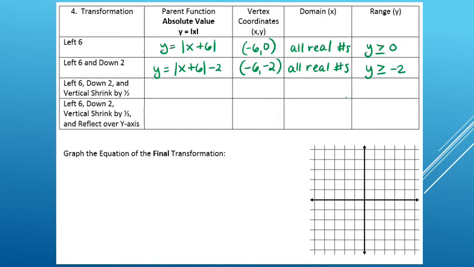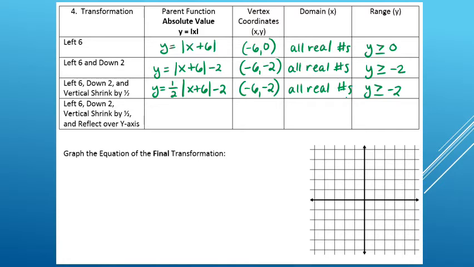Again, this should look familiar from the problem we just did. Now we're going to move left 6, down 2, and have a vertical shrink by 1/2. So y equals 1/2, absolute value x plus 6 minus 2. Again, that does each part. Shrink by 1/2, add 6 to move 6 to the left, minus 2 to move down 2. Our vertex is remaining in the same spot, -6, -2. We continue to have all real numbers as our domain, and our range is y is greater than or equal to -2. That hasn't changed. It was just a shrink.